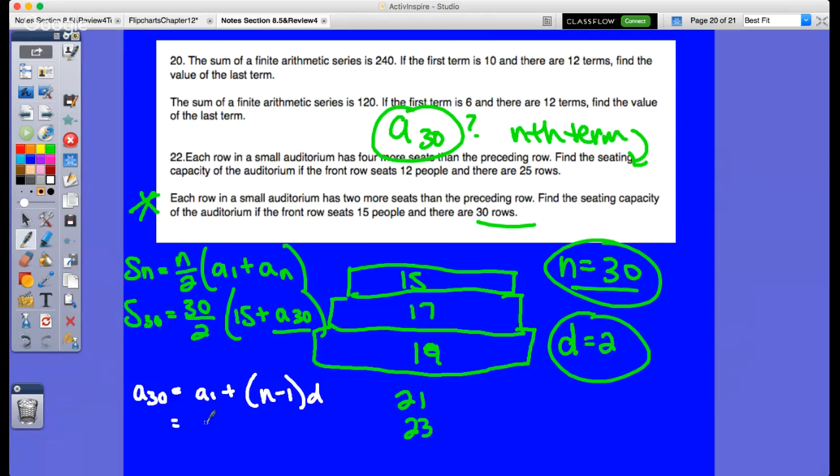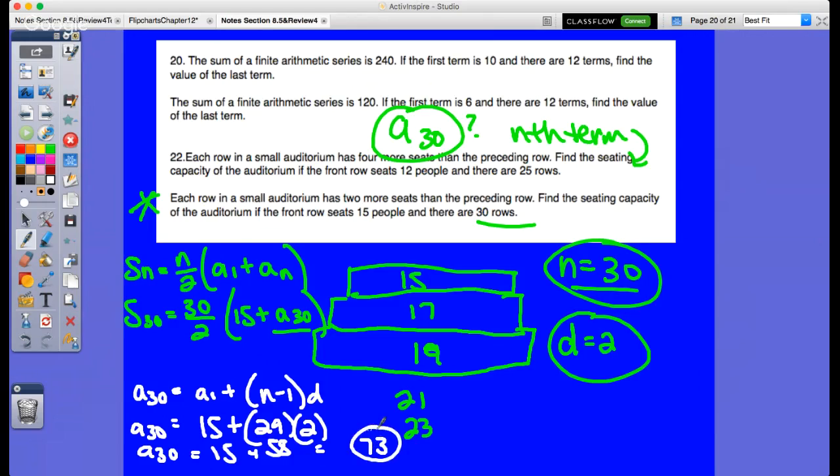So what is a sub 1? That is 15 plus 30 minus 1, which is 29, times our difference, which was 2. We got our 30th term equals 15 plus 29 times 2, which would be 58 plus 15, which would equal 73. So 73 is what goes in for the 30th term.